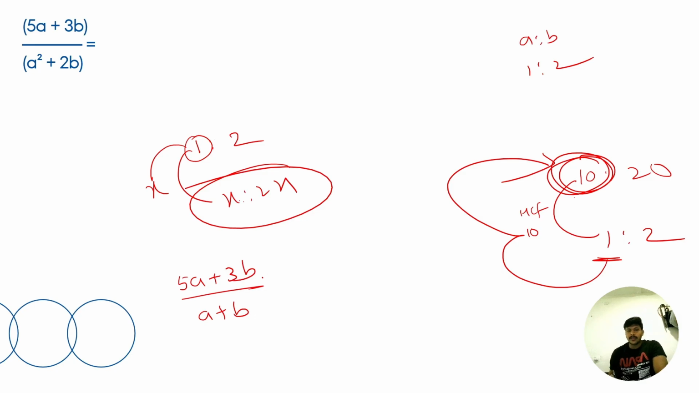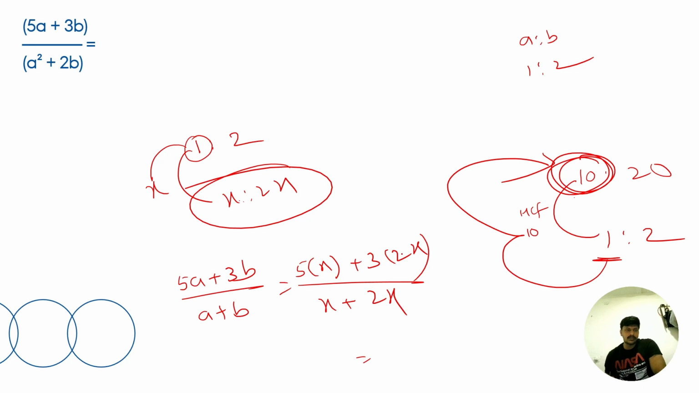So what is actually happening here? 5 into x plus 3 into 2x by x plus 2x. If you think properly here, this is 2b, so I will take 2 into 2x. 5x plus 6x is 11x by 5x, the x will get cancelled, so 11 by 5. So it doesn't matter, you're always going to get 11 by 5. Why? Because whatever the HCF you are cancelling there, if you are not cancelling in the ratio, that will get cancelled in the last step. So you are always going to get the value as 11 is to 5.